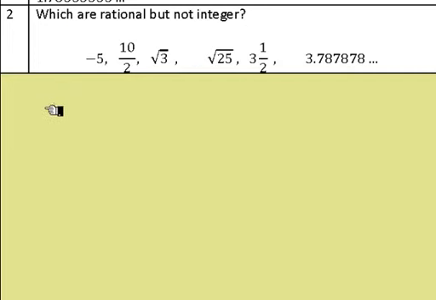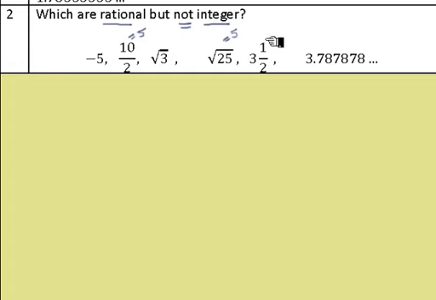Number 2 asks which are rational but not integer. All right, -5 is integer, so don't circle that. 10/2, well, that's actually also integer. 10/2 is equal to 5, so don't circle that. Square root of 3 is irrational. It's not rational, so we won't circle that. Square root of 25, that's an integer, so don't circle it.